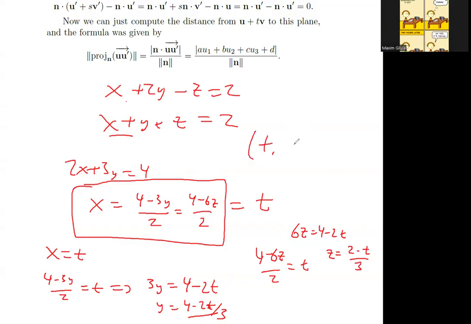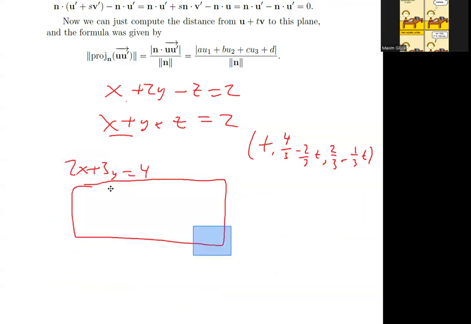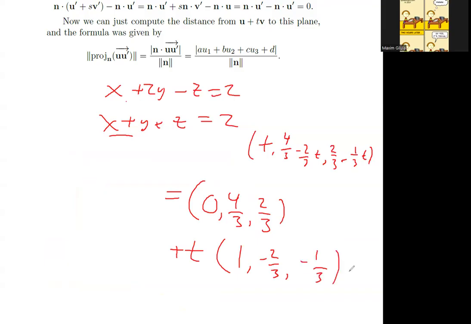It's t, 4/3 minus 2/3 t, and 2/3 minus 1/3 t, which I can rewrite as u plus tv. I can rewrite it as (0, 4/3, 2/3) plus t times (1, -2/3, -1/3). So if I have two planes, I could figure out their intersection, which is usually a line if the planes are not parallel. And I could figure out what the parametric equation for that is.